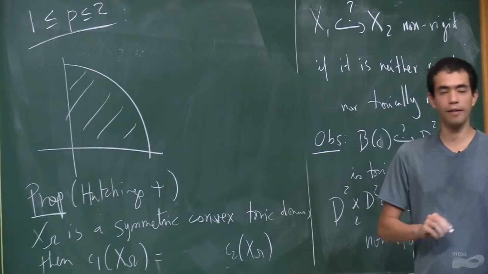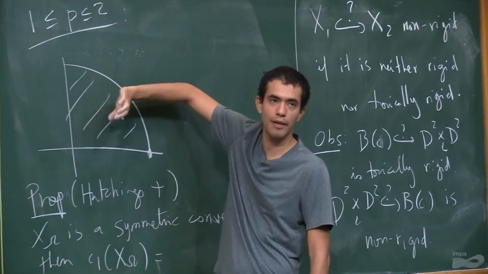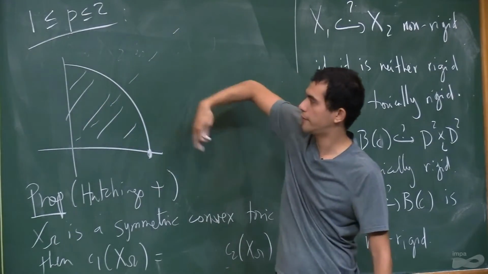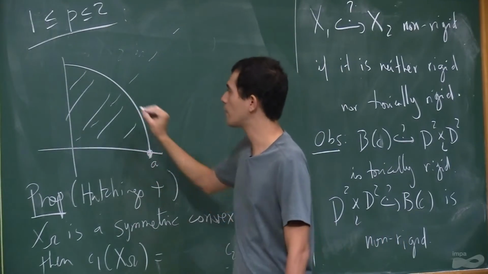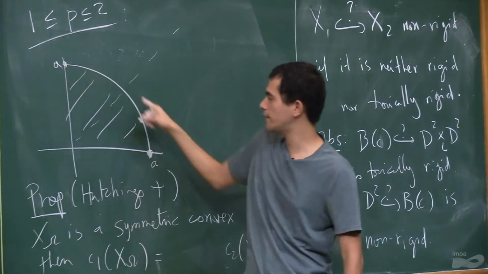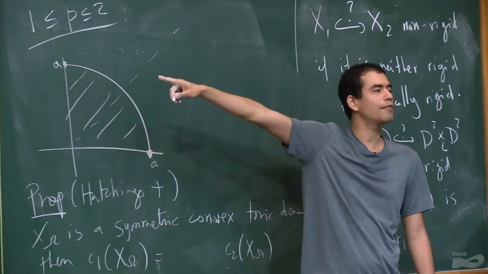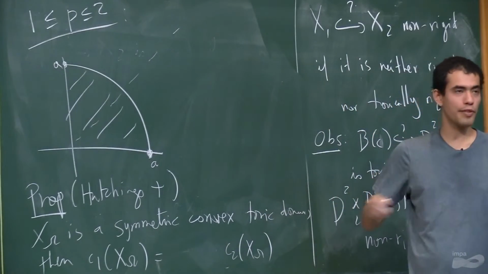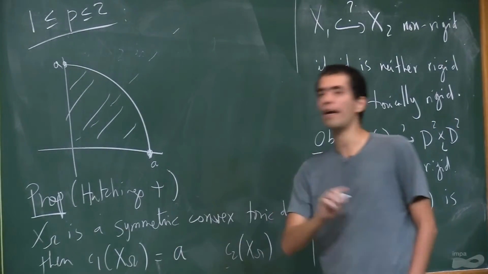Symmetric just means that it's symmetric with respect to the reflection about the x equals y axis. So it's symmetric like that. You have a point here that I'll call A. This is the intersection of the curve with the x-axis, which is the same for the y-axis if I assume the domain is symmetric. It's not very hard to see with a little bit of ECH that the first capacity is this number A.